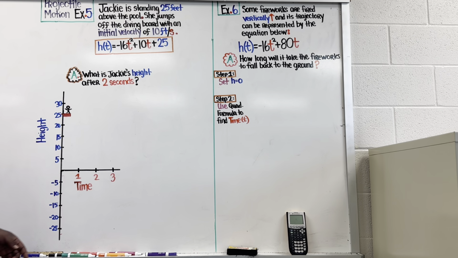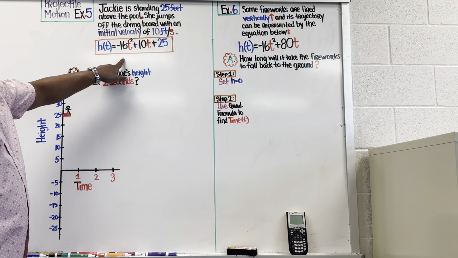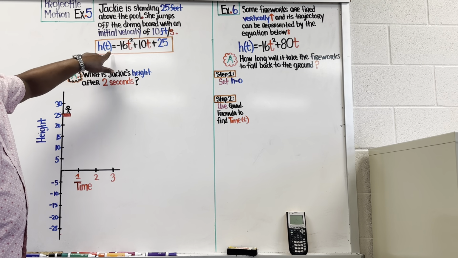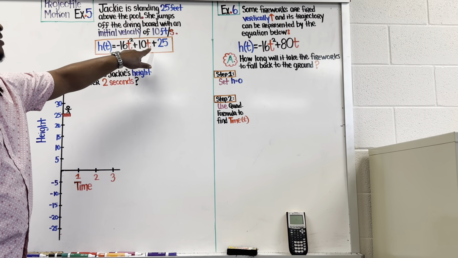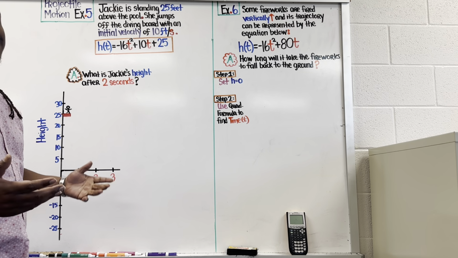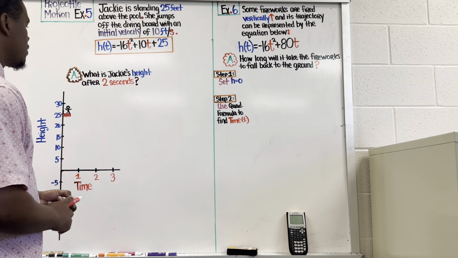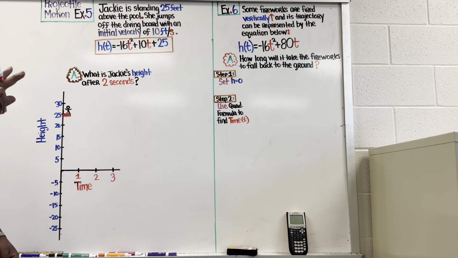So her projectile motion as she jumps off the diving board is represented in this equation where h of t, or the height, is equal to negative 16t squared plus 10t plus 25. And of course, guys, t is time, which is represented in seconds. So the question they're asking is, what is Jackie's height after 2 seconds?